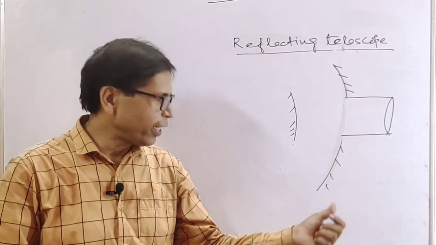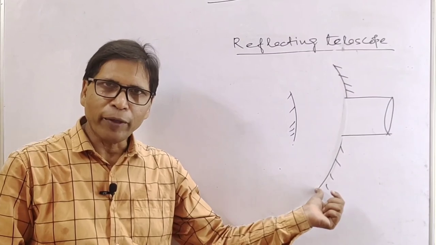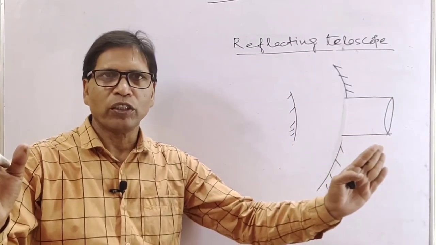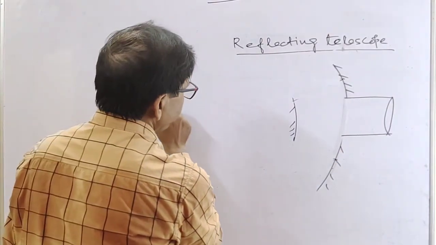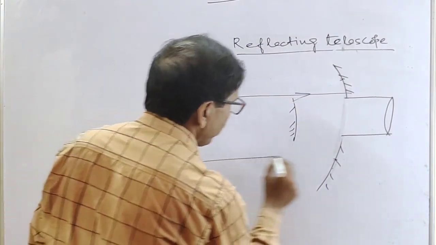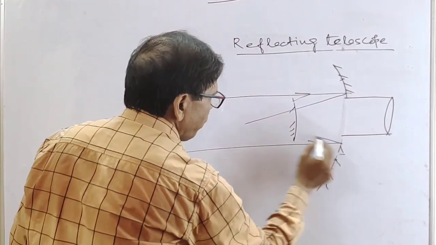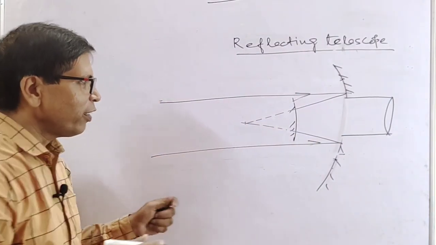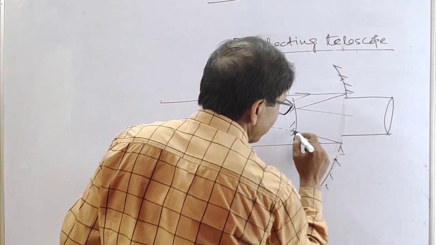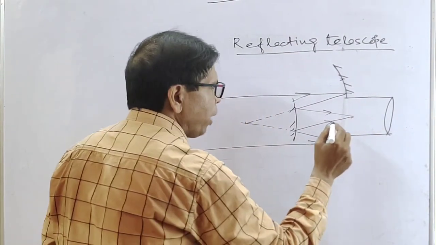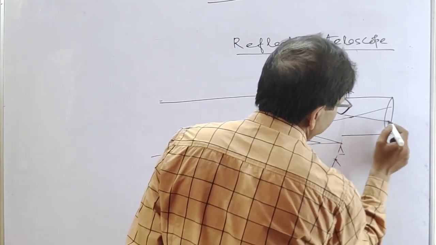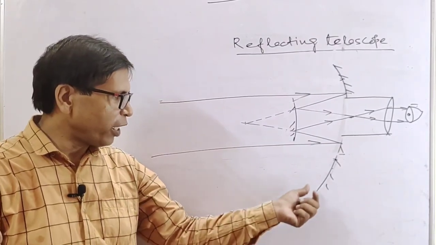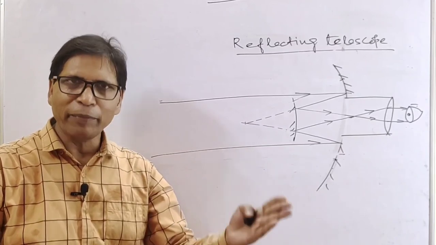Now, the Cassegrain telescope. In the Cassegrain telescope, a concave mirror, a small convex mirror, and an eyepiece lens are used. A parallel ray is incident on the reflecting mirror, so the rays meet at the focus. Before meeting, the ray is again reflected by the convex mirror and forms an image at the first focus of the eyepiece. So the eyepiece forms its image at infinity. The brightness and resolving power of the image in this telescope are very high.